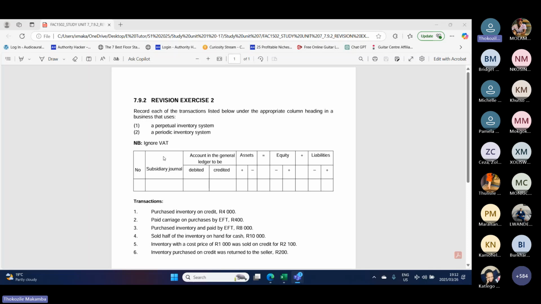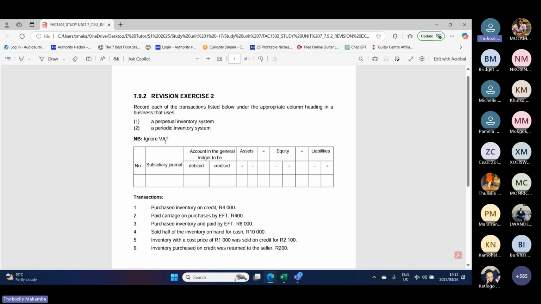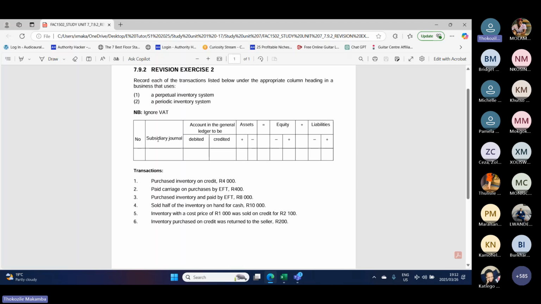So students, this example is basically going to take us through how to record transactions on the perpetual inventory system and the periodic inventory system. The question reads as follows: record each of the transactions listed below under the appropriate column heading in a business that uses perpetual or periodic. You see here we've got number, subsidiary journal, account in the ledger to be debited or credited, assets increase, decrease, and then the accounting equation, assets equal equity plus liabilities.